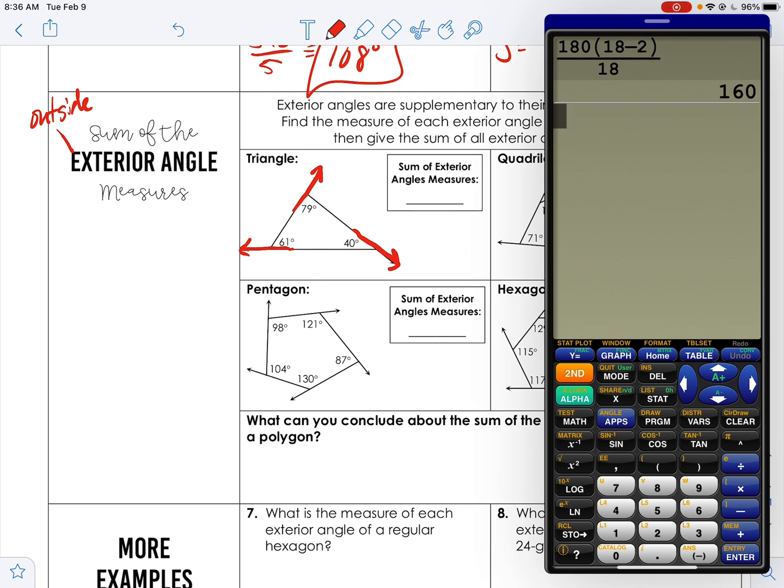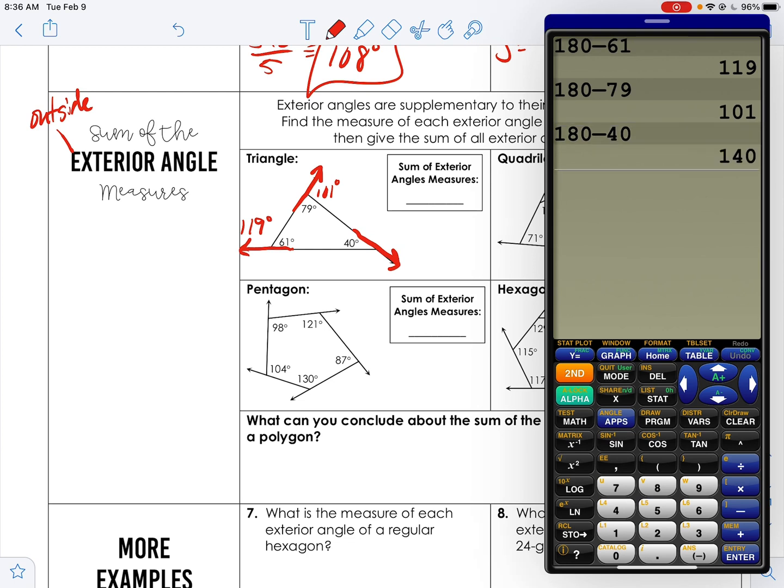making a linear pair. Okay, we got 180 minus 61, it's 119. We got 180 minus 79, that's 101. We got 180 minus 40, that's 140. So 119 plus 101 plus 140. Enter. It's 360 degrees. So that was a triangle.